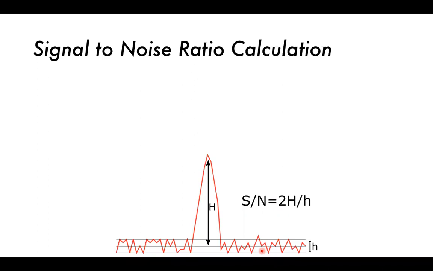So whenever we're calculating the signal to noise ratio, it is calculated as 2H over h, where small h is the range of the standard deviation of the noise measured at various points. And then big H is going to be the height of our peak measured from the average value of the noise, this middle line.